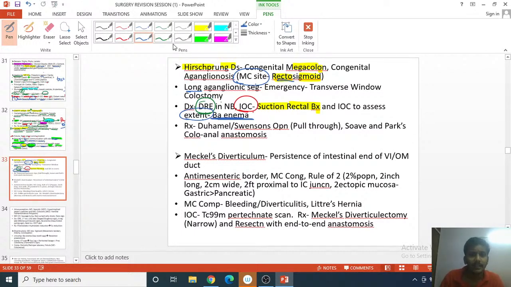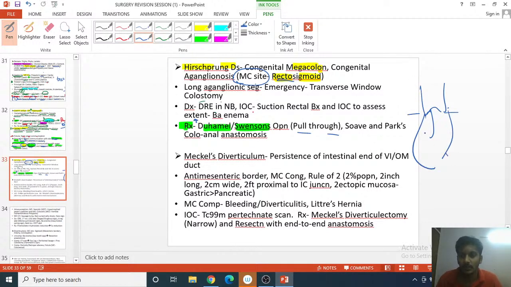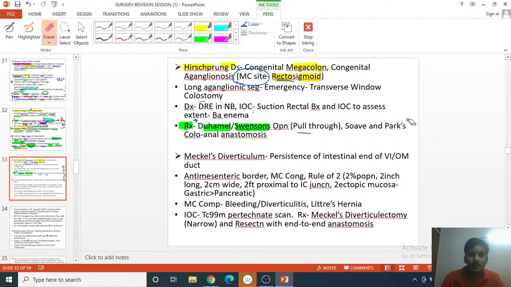Please remember. Then treatment: apart from a transverse loop colostomy which you performed in an emergency, now you need to perform a definitive treatment. This definitive treatment would be Duhamel's operation, also known as Swenson's operation. Please remember the name. It is nothing but a pull-through operation. You pull up the aganglionic segment and tie it around. This is the ganglionic segment, this is the aganglionic segment. You pull it up and suture it around the normal ganglionic segment. This is known as Duhamel's operation or Swenson's operation. Then next is Soave and Parks coloanal anastomosis. Please remember the names at least. Hirschsprung's disease treatment of choice is Duhamel's or Swenson's operation, or Soave and Parks coloanal anastomosis.